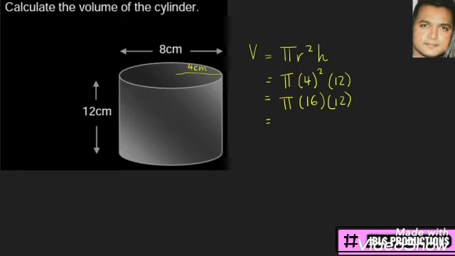Now punching this into the calculator, we arrive at our volume. Once we punch this in the calculator, we have an answer of 603.185 7, and I'll just leave it at 3 decimal places, which will be 603.186, and remember it's centimeters cubed. That's for volume.